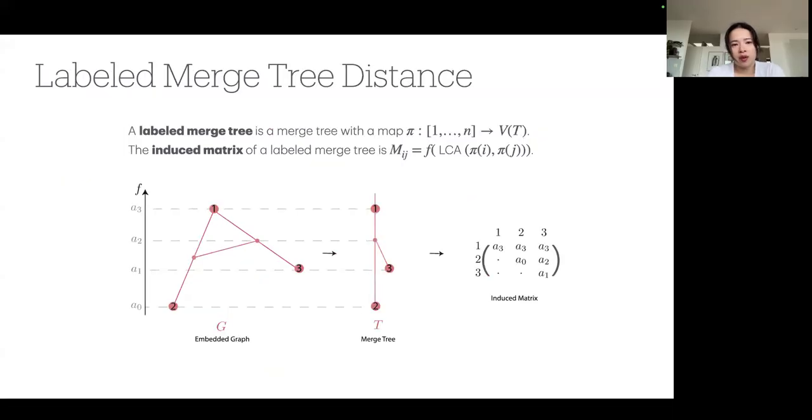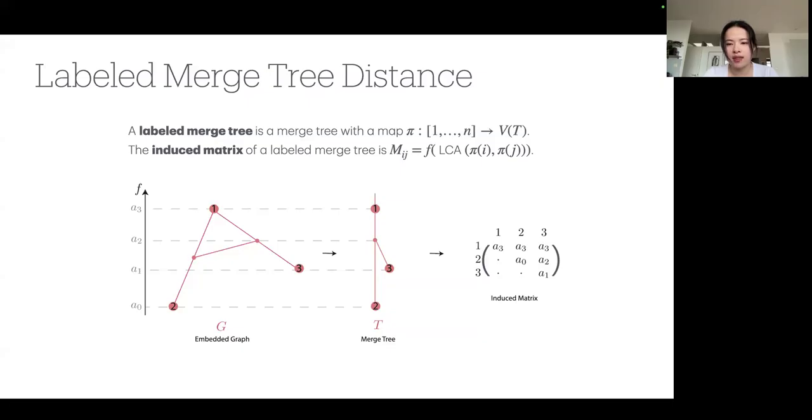Now, if I added labels to the merge tree, I can have a matrix representation of this tree. So how do I do that? We first have to ensure that all the leaves of the merge tree have to have a label, but that's the only requirement. The rest of the remaining vertices don't necessarily have to have one. So here I have three labeled vertices of my merge tree.